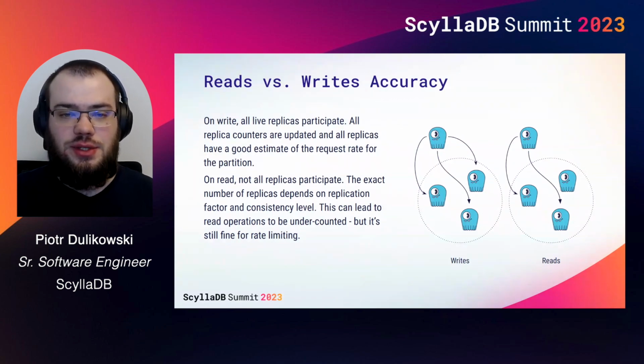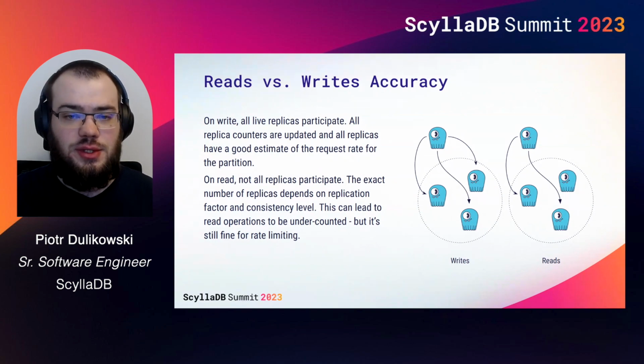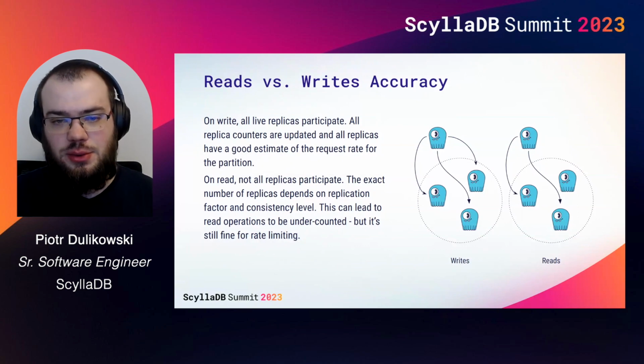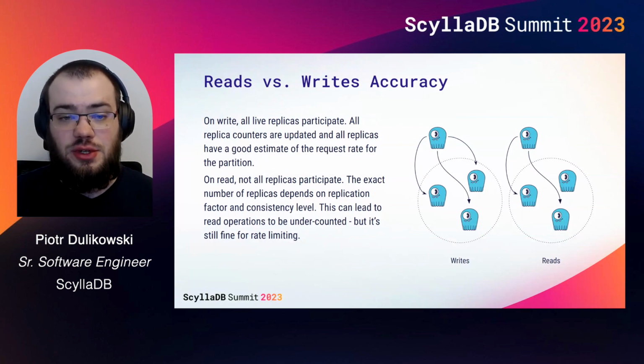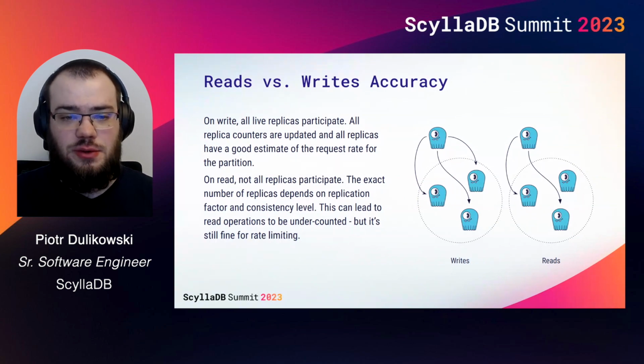However, in the case of reads, the consistency level also affects the number of replicas that are being contacted. It can lead to the shard counters being incremented fewer times than in the case of writes. For example, with replication factor 3 and quorum consistency level, only 2 out of 3 replicas will be contacted for each read. So the cluster will think that the real read rate is proportionally smaller, which can lead to a higher rate of requests being accepted than the user limit allows. We found this acceptable for an overload prevention solution, where it's more important to prevent the cluster performance from collapsing rather than enforcing some strict quota.